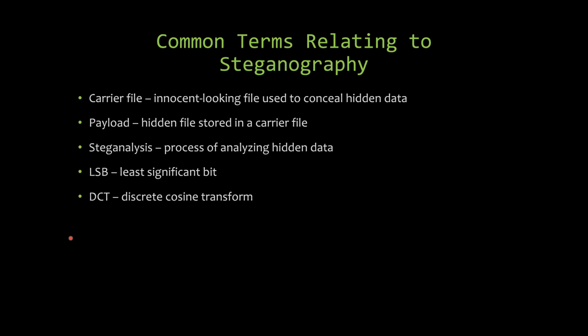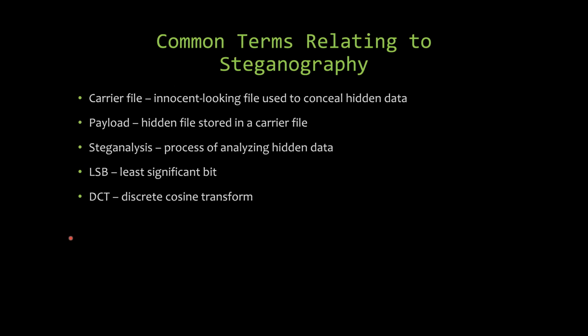I mentioned some of these before, but the first one is a carrier file. As I go through, I think it's important to make sure that everyone is familiar with these terms. And these are pretty industry specific, but common in the area of steganography. So a carrier file could be defined as an innocent looking file used to conceal hidden data. As I mentioned before, that would be the file that is used to hide the data and be what the user would see if they open this file.